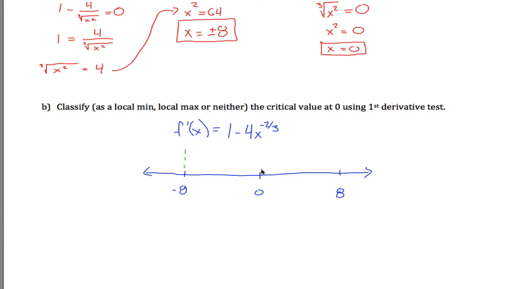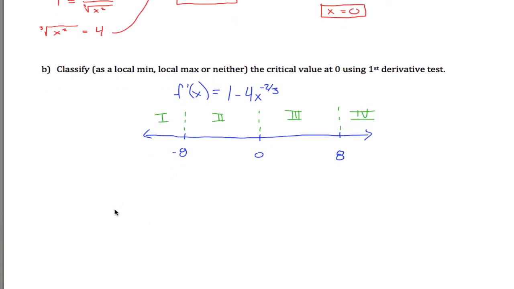I got 4 regions. Right, these 3 critical values divide my number line up into 4 regions. Let's label them 1, 2, 3, and 4. If I were using the first derivative test to classify all of these critical values, I'd want to figure out the sign of the first derivative in each of these 4 regions. Since I'm only using it to test this one, I really only care about region 2 and region 3.